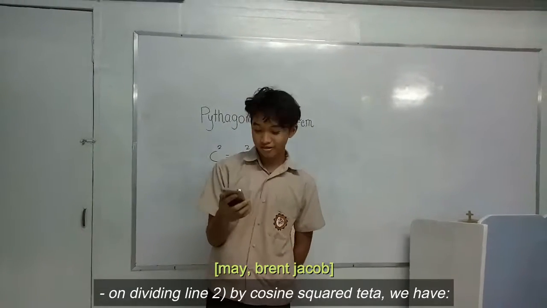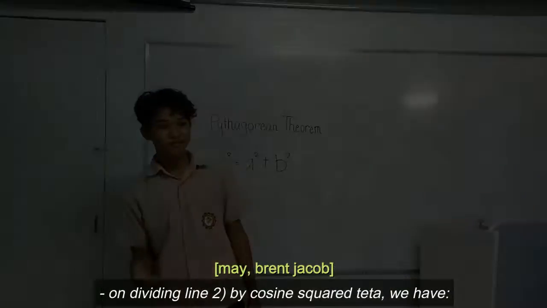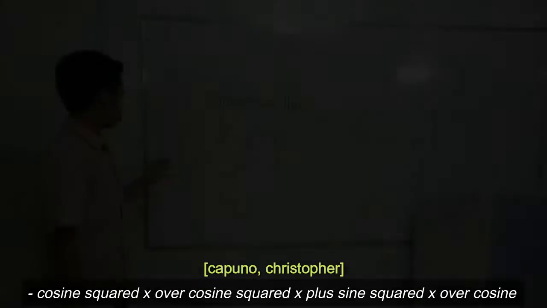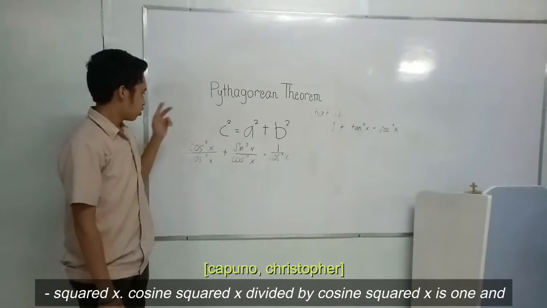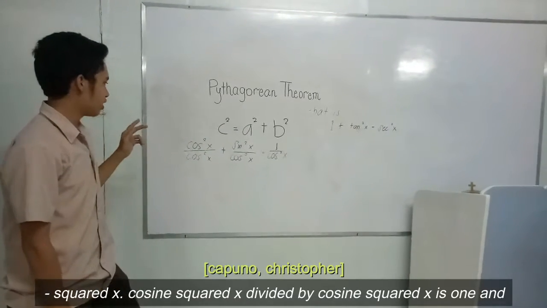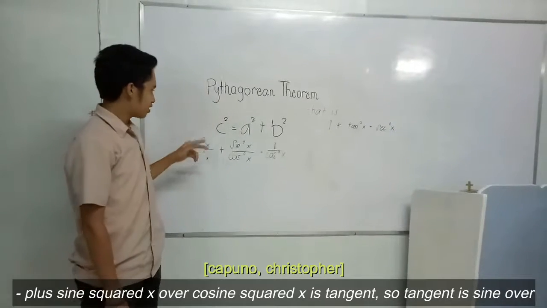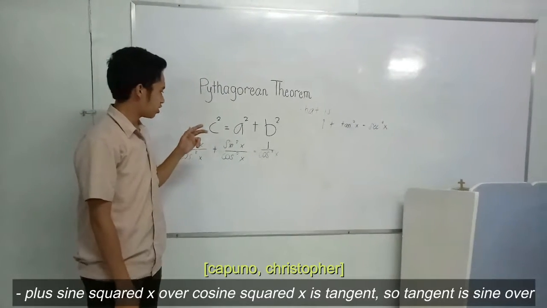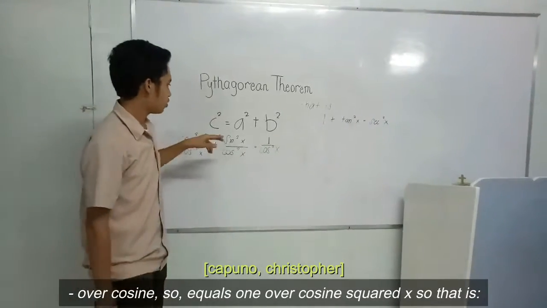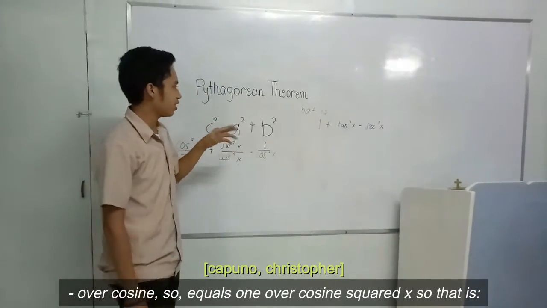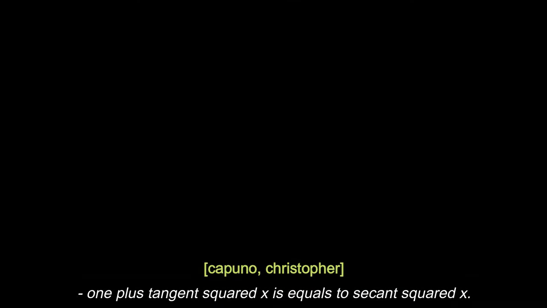On dividing line 2 by cosine squared, we have cosine squared x over cosine squared x plus sine squared x over cosine squared x. Cosine squared x divided by cosine squared x is 1, and sine squared x over cosine squared x is tangent squared, since tangent is sine over cosine. And this equals 1 over cosine squared x. So that is 1 plus tangent squared x equals secant squared x.